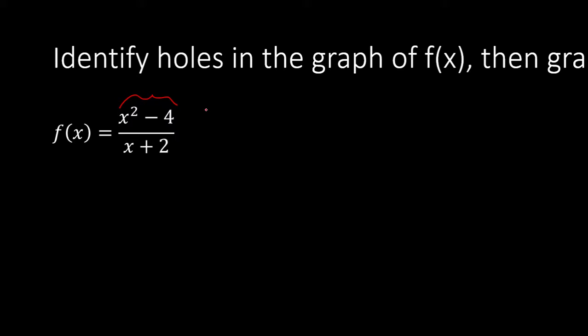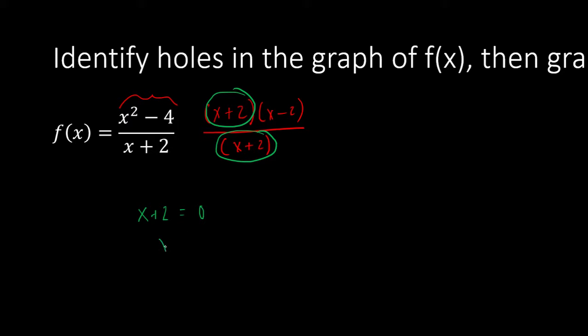So this numerator would factor into x plus 2 times x minus 2, and then we've got x plus 2 in the denominator. Now, what do you notice? Well, we have x plus 2 here and x plus 2 here. If you remember when we were finding undefined values of x, we were taking the denominator, setting it equal to 0, solving for x, and saying, okay, when x equals that value, our expression is undefined.